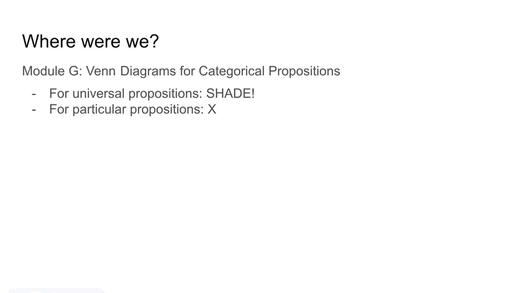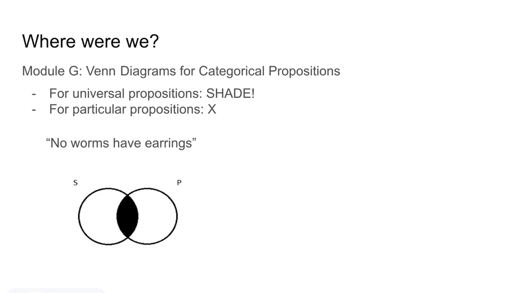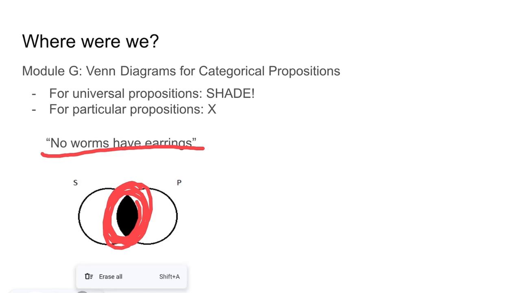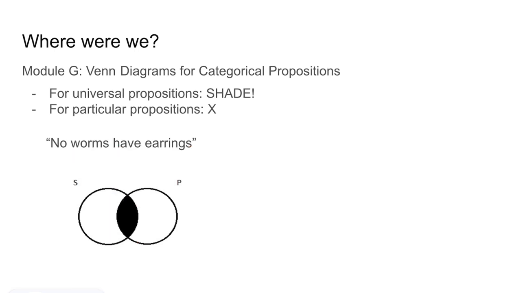Caroline, what are you talking about? Good thing I'm going to show you. No worms have earrings. That's our statement. That's an E statement, okay? That would look a little something like this. So in this little Venn diagram, the S is worms, the P is earrings. This would imply that no worms have earrings, implies that there's no world that exists where worms have earrings. Okay, so hence why that's shaded out there. That's shaded out in the middle because they do not exist together.